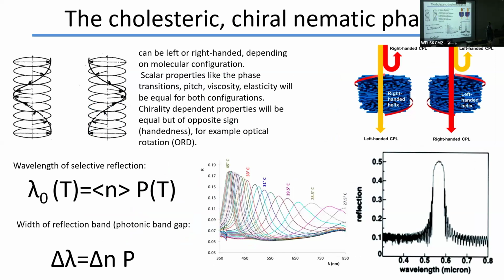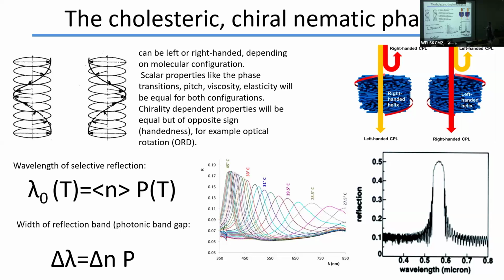And that depends on the molecular configuration of the molecules you use. Right? The scale-up properties like the phase transitions, the viscosity, elasticity, and so on, will all be equal. Only the chiral properties like the pitch of these helices will be equivalent, but change the sign. So that's the only difference between the left-handed and the right-handed one.